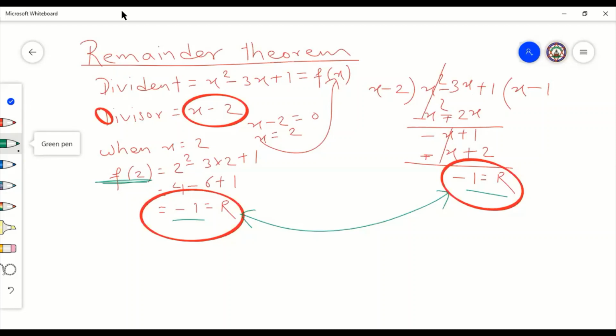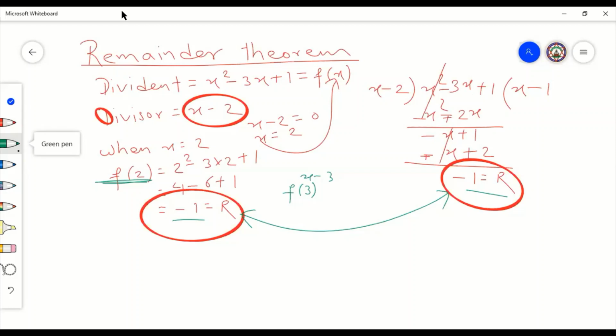Same like that, whenever this polynomial is divided by x minus 3, its remainder is given by f(3). Okay? We can find the value of x from this divisor. Whatever value of x we get, we substitute it in the given polynomial, and whatever answer it gives is called the remainder of that polynomial.